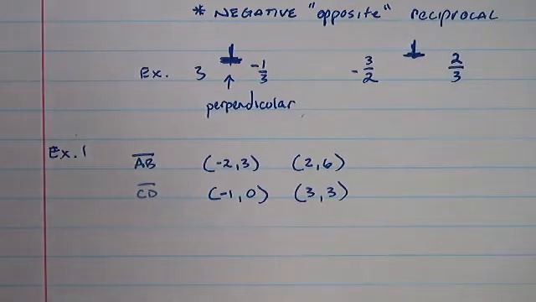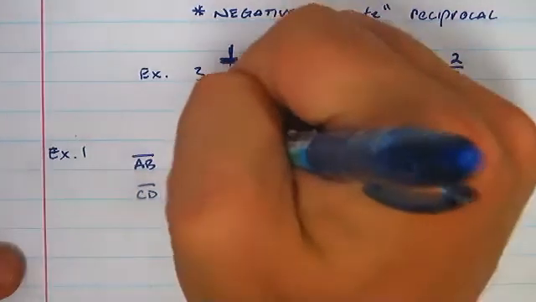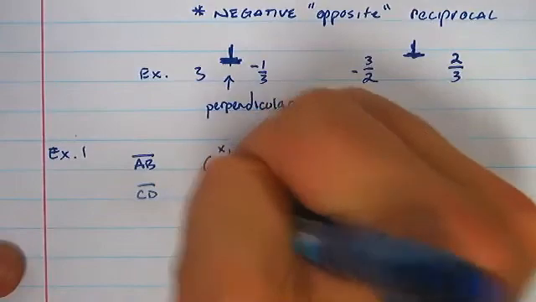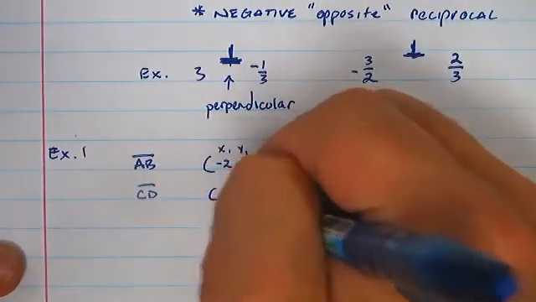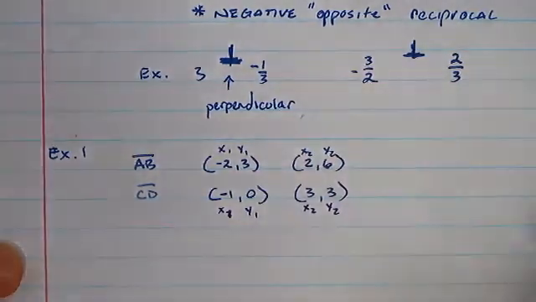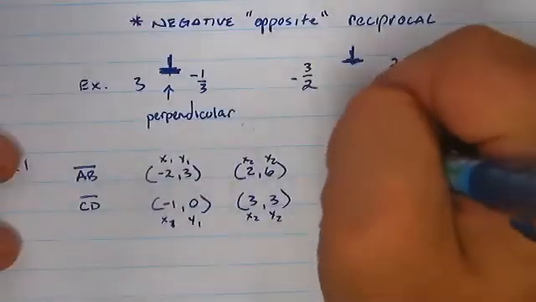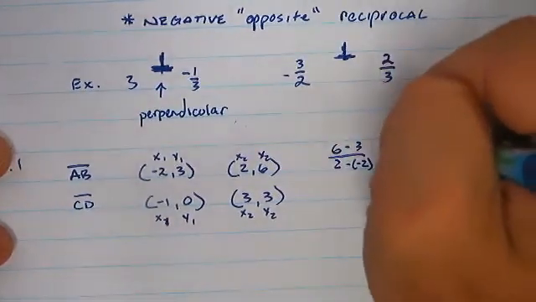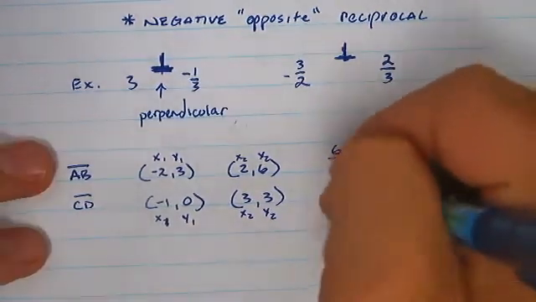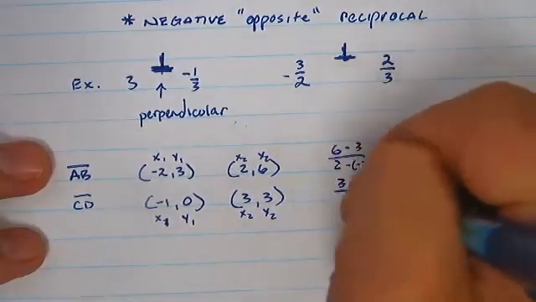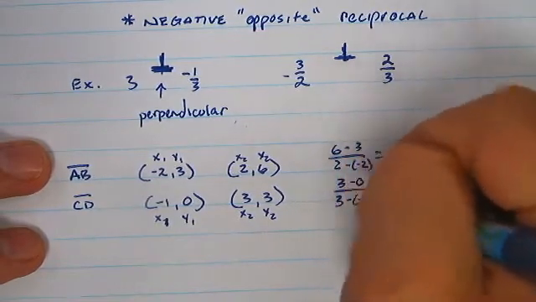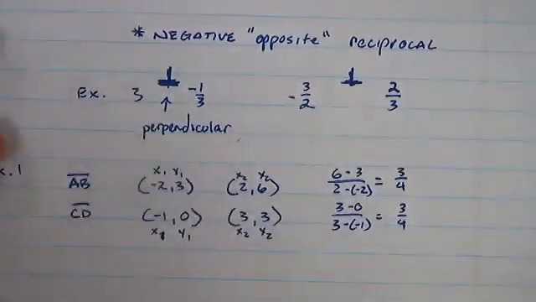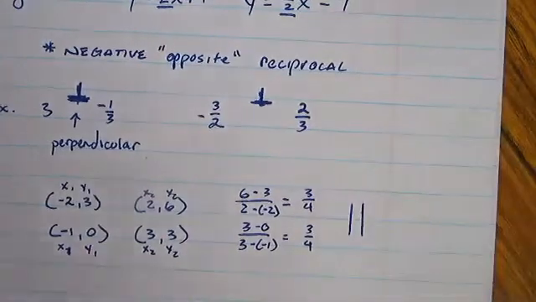Okay, so the only way to prove that is to actually do the math, to actually find the slope of line segment AB, and that is given 2 points. So using the slope formula, x1, y1, x2, y2. And then we're going to do the same for CD. So x1, y1, x2, y2. So 6 minus 3 over 2 minus -2. So I've got 3/4. And then on this one, I've got 3 minus 0 over 3 minus -1. So again, we have a 3/4. So those two lines are proven to be parallel.